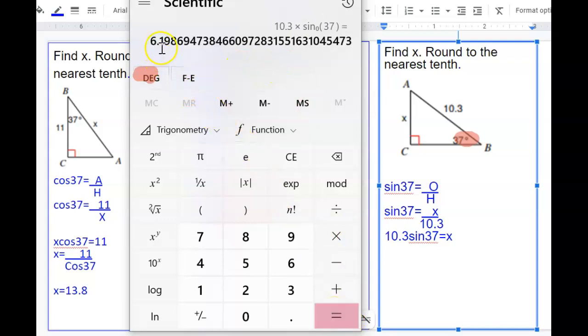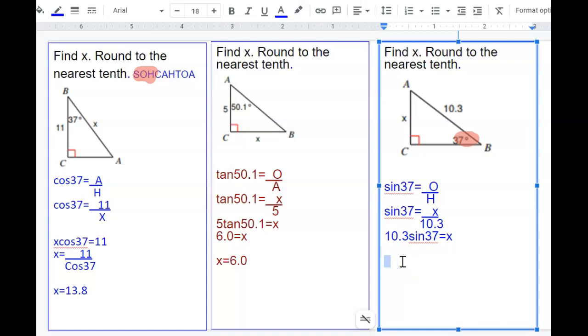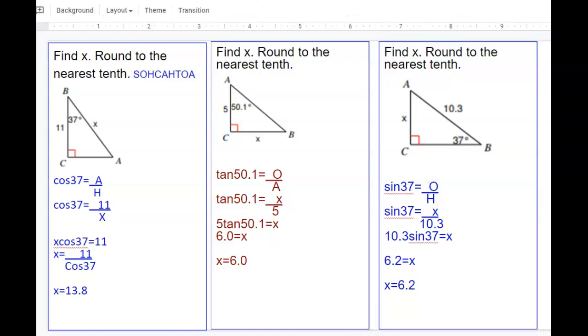So you have 6.198. To the nearest tenth, the 1 is in the tenth position, so the next digit is a 9, so we'll add 1, so that will be 6.2. So we'll have 6.2 equals x. Or if we flip that around, we'll have x equals 6.2. All right, go ahead and pause this video at this point and take down your notes, and we'll end there for today.